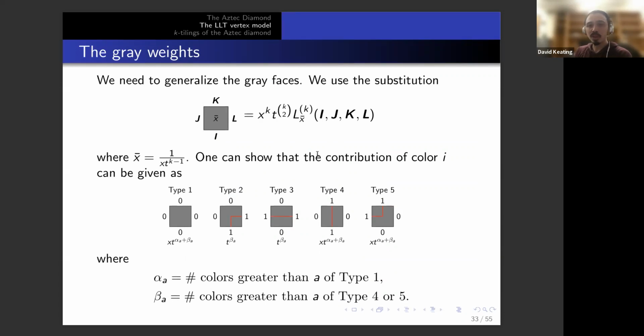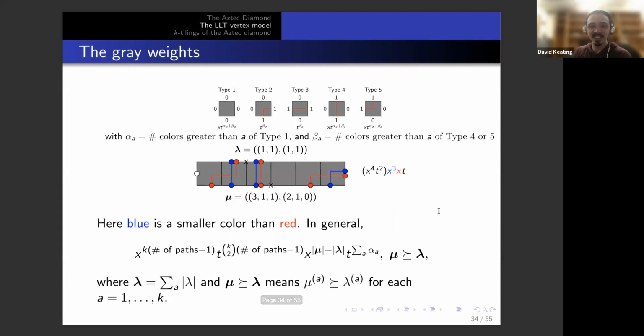Before, we would plug in 1 over x into the white weights and then multiply the whole thing by x. Now you have to plug in 1 over x times t to the k minus 1 if you have k colors, and multiply by x to the k, t to the k choose 2. So it's a slightly more complicated substitution, but it's just a substitution of the weights from the white faces. And you can write down what locally the weights look like. Maybe it'll be clearer to see in an example.